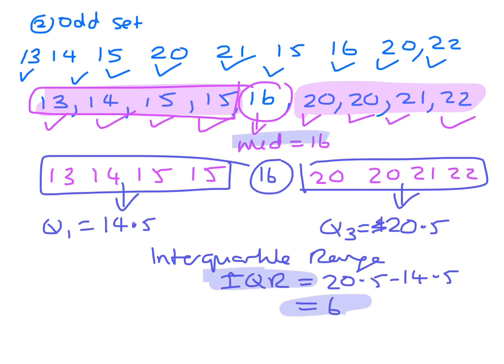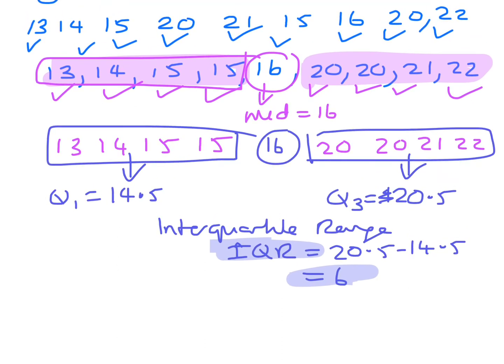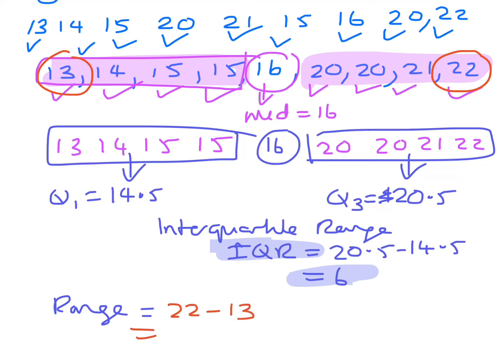Okay, so we've got median, we've got interquartile range. To just get the range is simply the highest score, which in this set of data is 22, minus the lowest score, which is 13. So that would end up equaling 9.